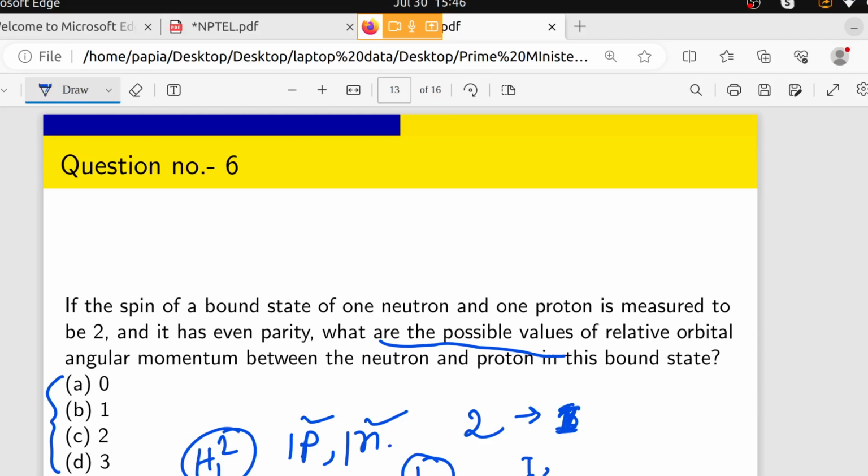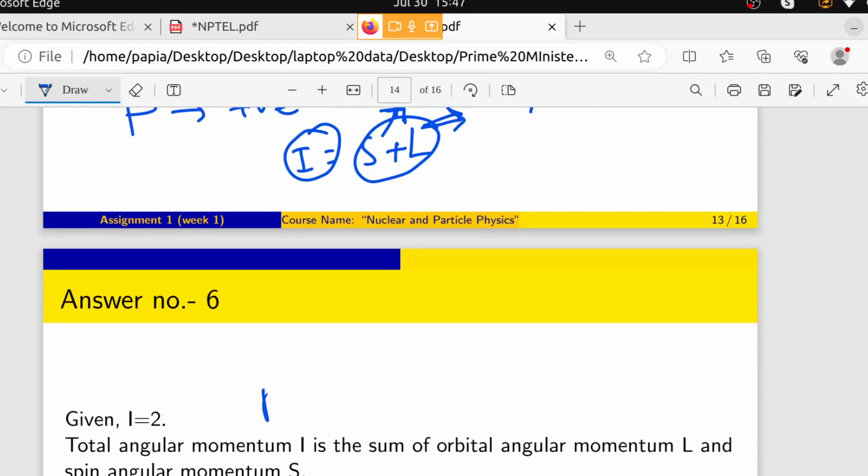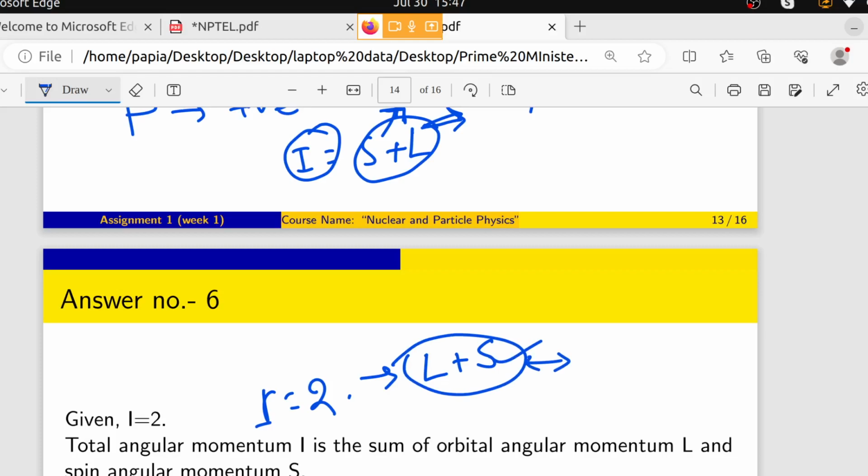So basically here I equals S plus L, very simple: L is the orbital angular momentum and S is the spin angular momentum, and as a whole, I is the total angular momentum. They have mentioned here I as 2. Quantum mechanically it will be an addition, so the total angular momentum is the sum of orbital angular momentum L and spin angular momentum S.